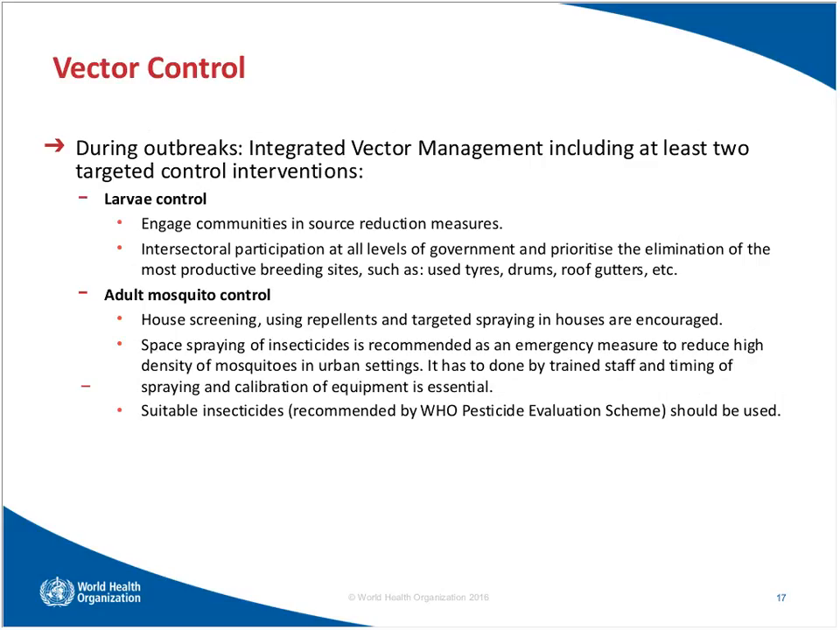Now, during outbreaks, though, vector control is very important. One of the major ways to do this is by engaging with the community so that they could do community activation and reducing larval sites. This is what we call source reduction measures. And we need to have intersectoral participation at all levels of the government and prioritize the elimination of the most productive breeding sites, such as drums and roof gutters and tires. And also we need to control the adult mosquitoes by doing house screening, using repellents, space spraying, and suitable insecticides, although WHO recommends this to be done only during outbreaks.